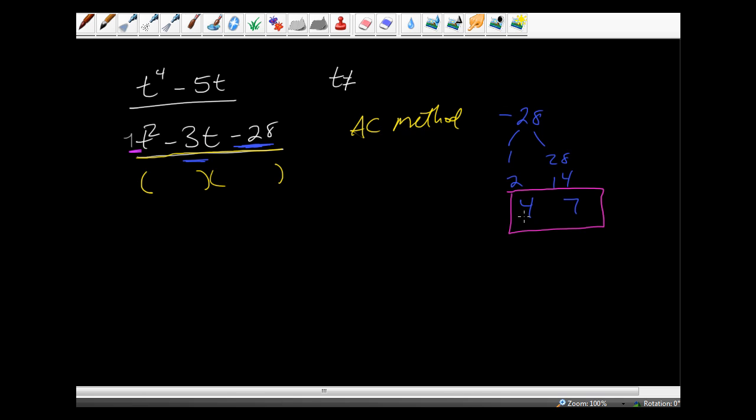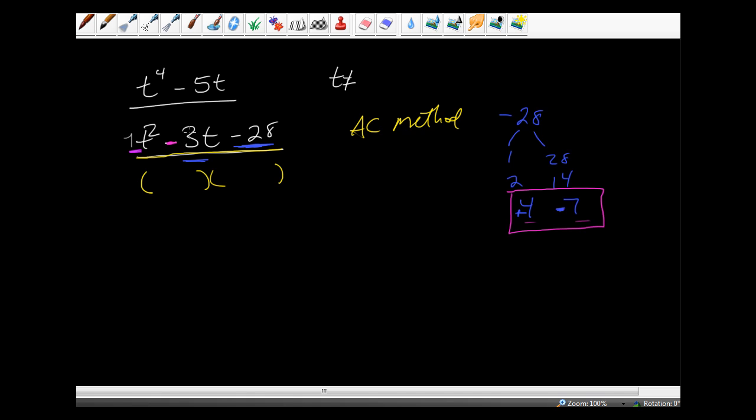Now 28 is negative, which means one of these is going to be negative. The middle term is negative, which tells me that the bigger of the two terms is negative. So we have a minus 7 and a positive 4, and that'll give me a minus 28. Minus 7 plus 4 will give me a minus 3t.